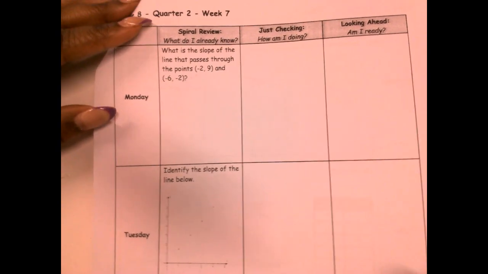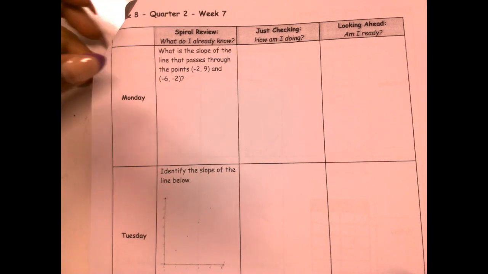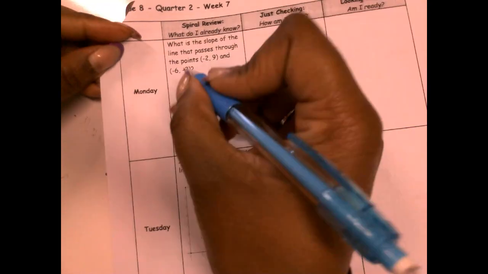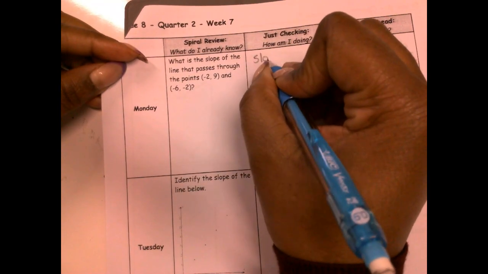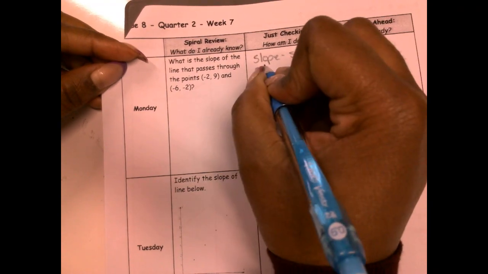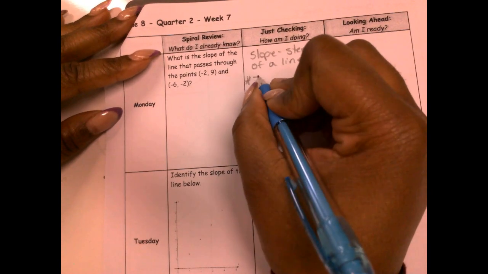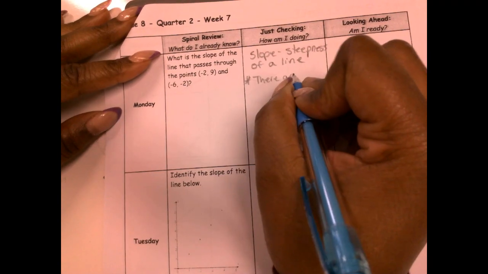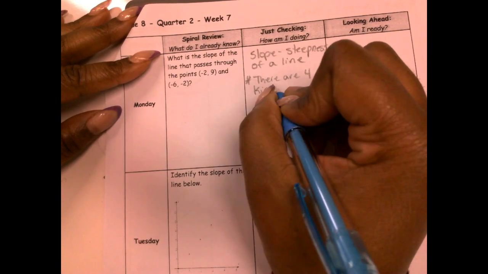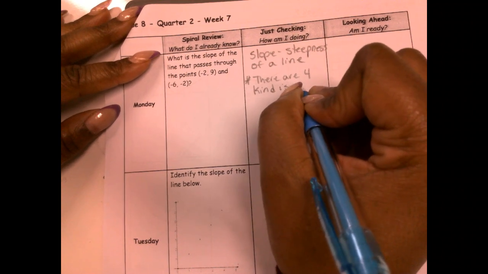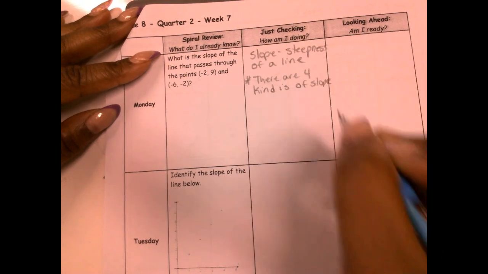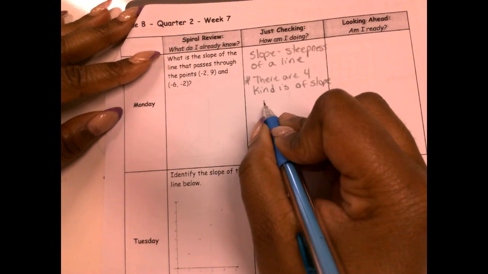All right, when we're talking about slope, the slope is how steep the line is. The slope is the steepness of a line. It's how steep that line is. There are four kinds of slope. I'll do four different graphs.